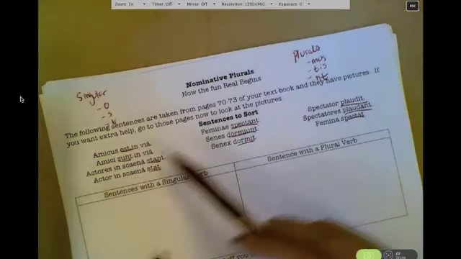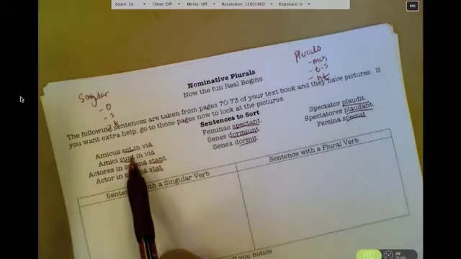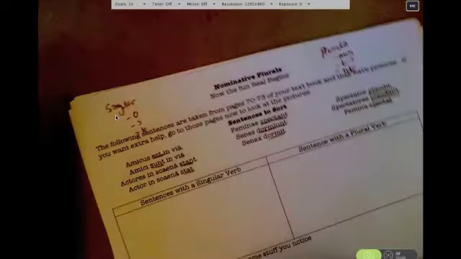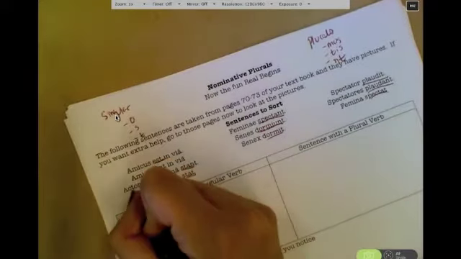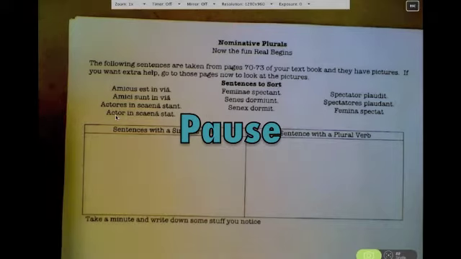So I want you to sort these into singular and plural. Let's do the first one together. I see est, and I know est ends with a T, so it's singular. So I'm going to write it in the singular column. Pause the video, do all of these, and then when you come back, I'll have them done.